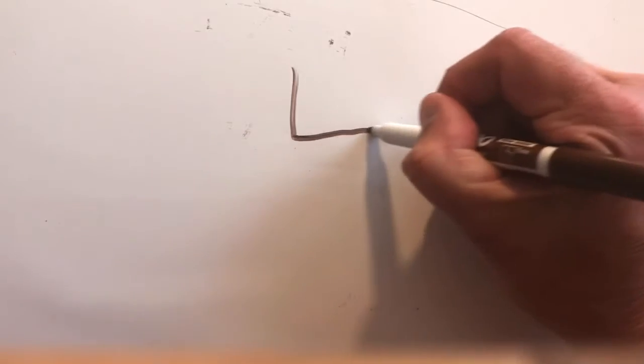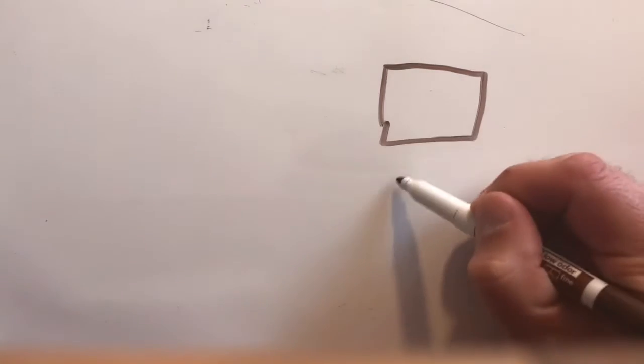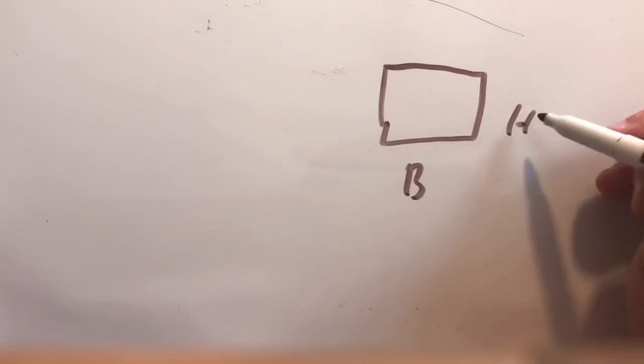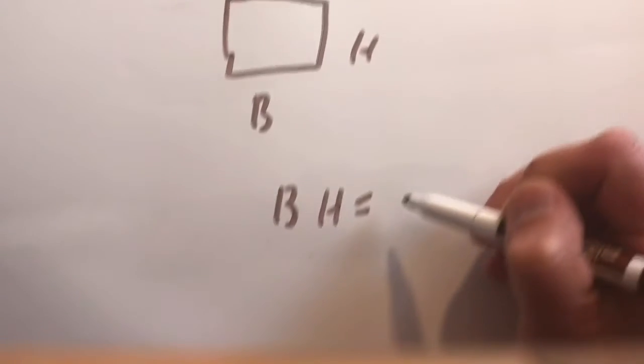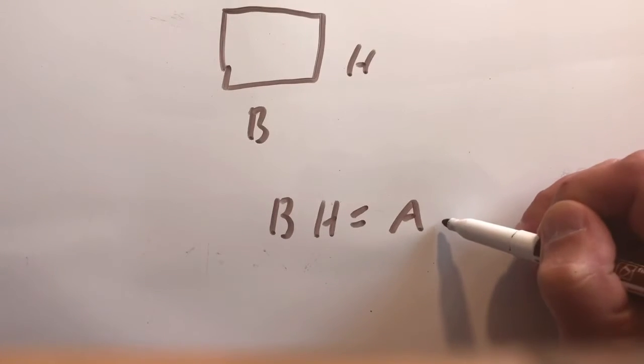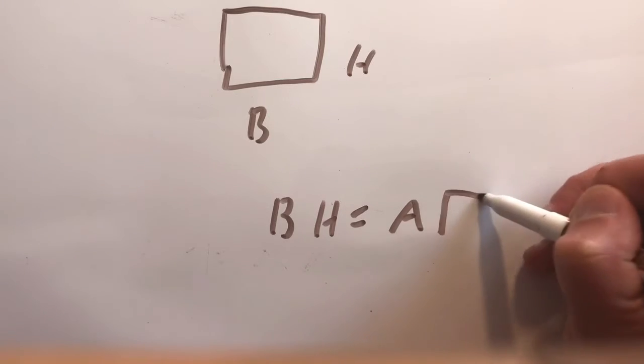The geometric proof of the area of a triangle is real simple. Just make a box. It could be a rectangle, it could be a square, it doesn't matter. Base times height will equal the area of your square or rectangle.